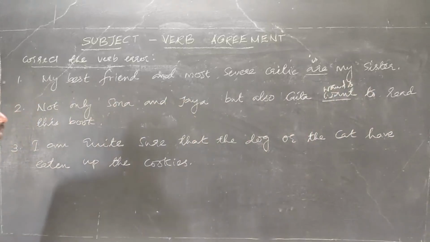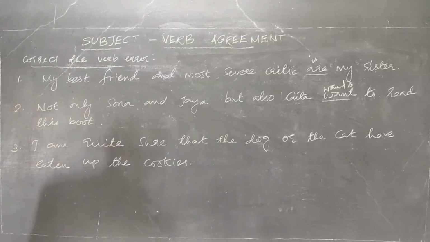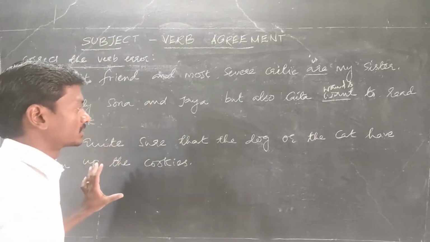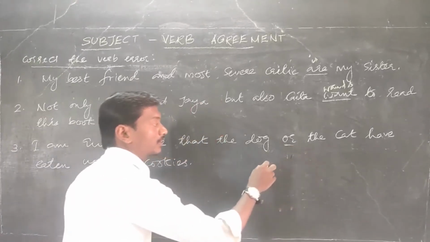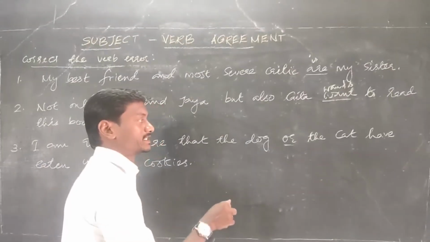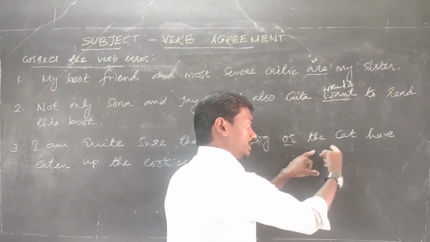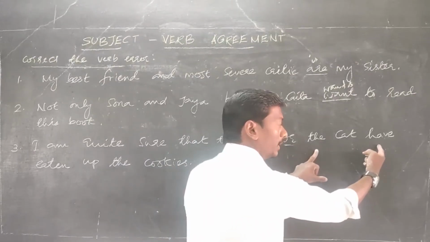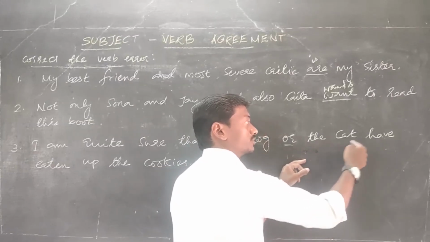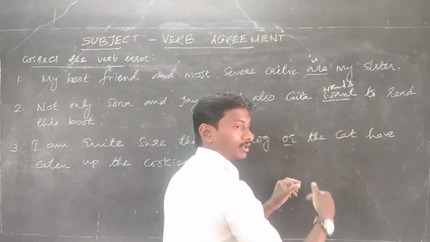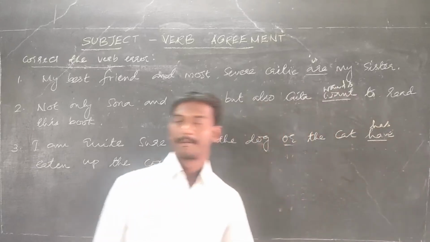Third one, I am quite sure that the dog or the cat have eaten up the cookies. Look at this sentence. Where is the conjunction word? Or. I told you, if the conjunction or comes, we have to take the second noun. According to the second noun, we should write the verb. If it is singular, we write singular. If it is plural, we write plural. The cat, only one, singular. So it takes the singular verb has.